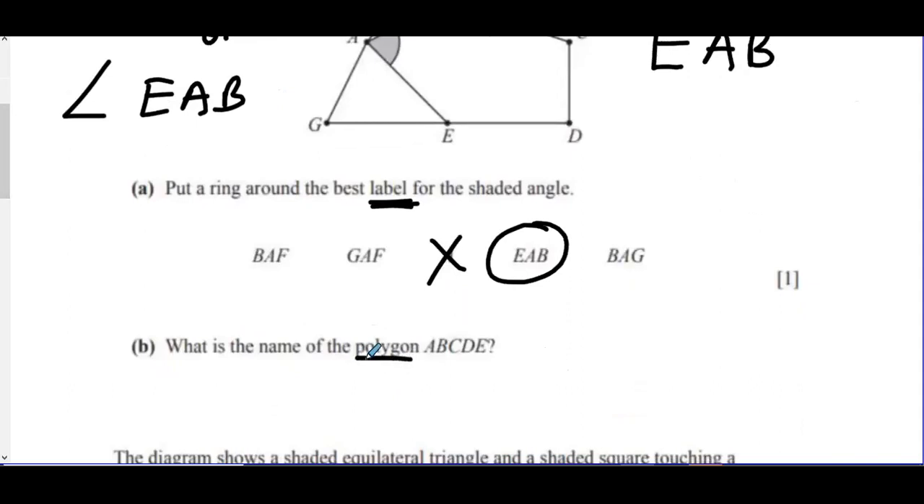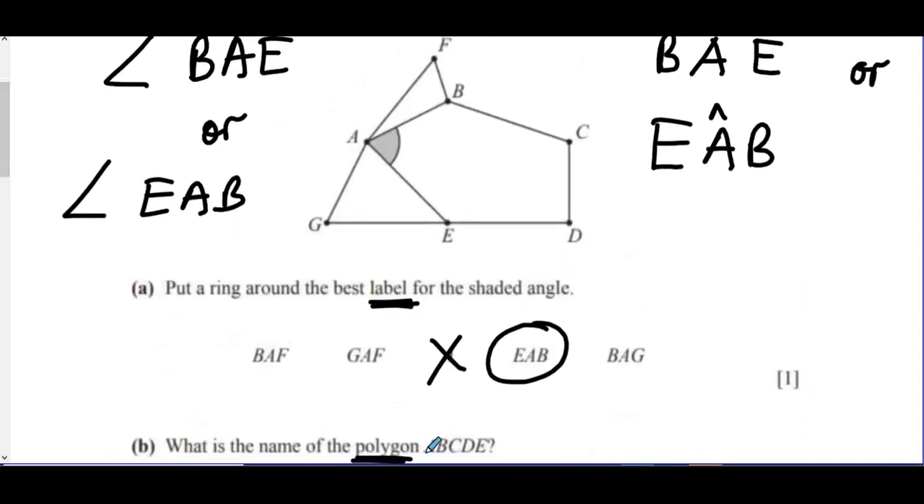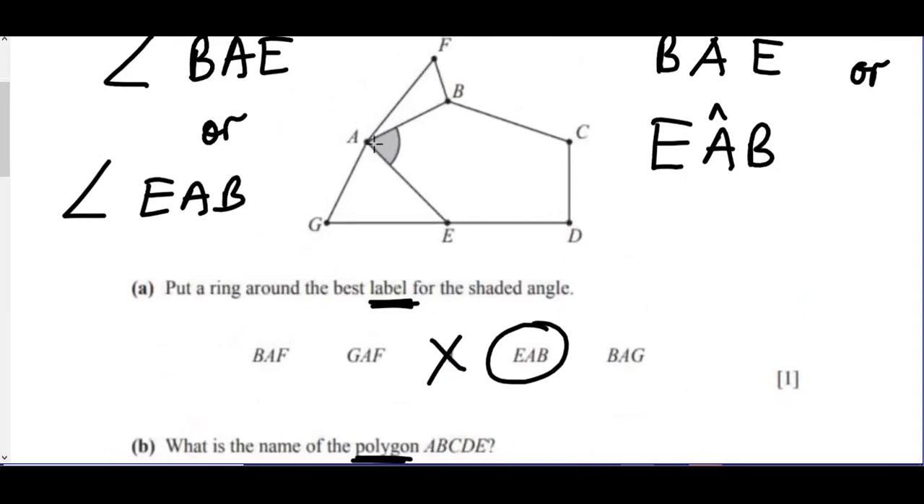What is the name of the polygon ABCDE? Let me try to capture that shape. So the shape they're talking about, let me try to shade it. We have A here, we have B there, and we have C, D, E. So we have that shape A, B, C, D, E. That's the shape they're talking about.